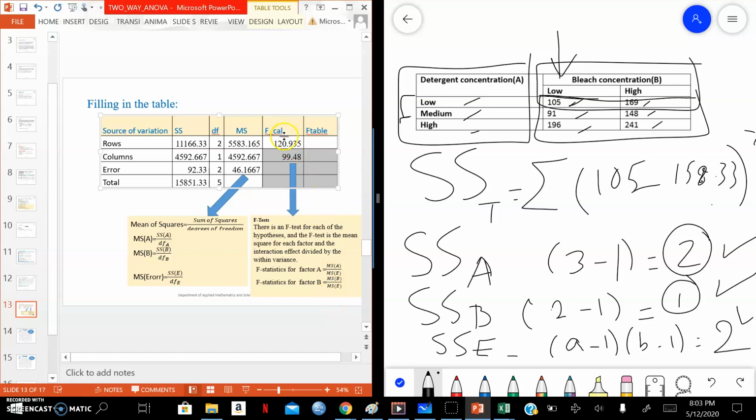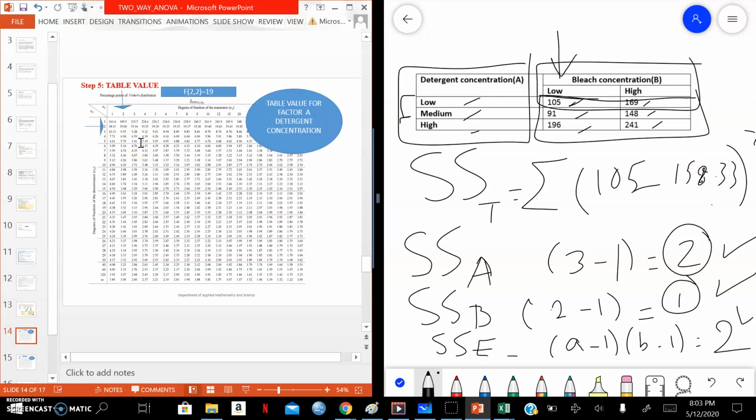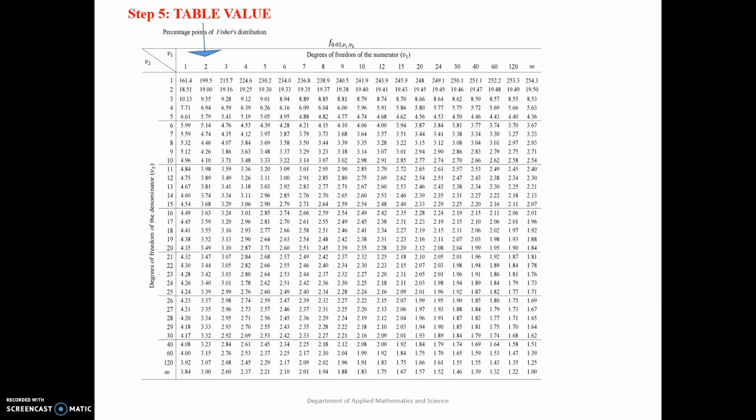Now we need to compare the calculated with the table. So we have 2 calculated values, we need 2 table values. The first table value, you get it from the F distribution table using the degree of freedom 2 and the error degree of freedom 2, because we want to find the F table for the row factor. Okay, so that is the F table. The first degree of freedom, the degree of freedom for the row, is 2, for the error is 2. So the table value for the row factor is 19.